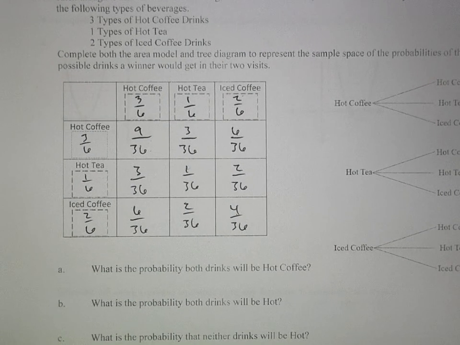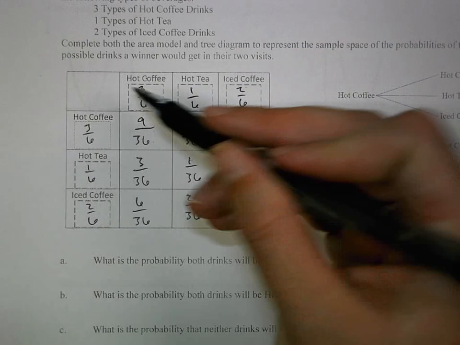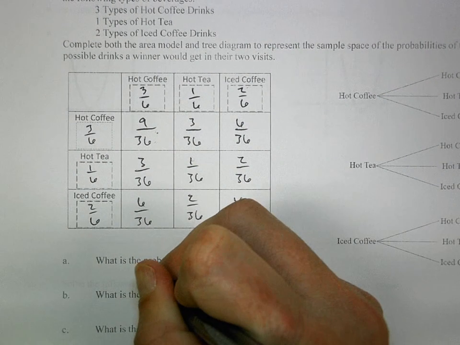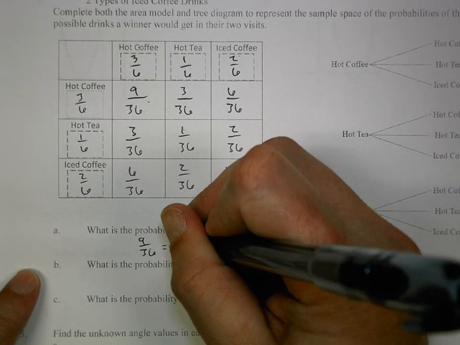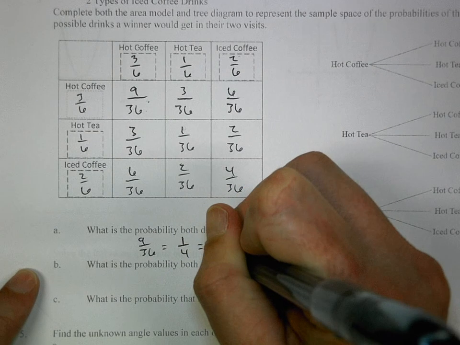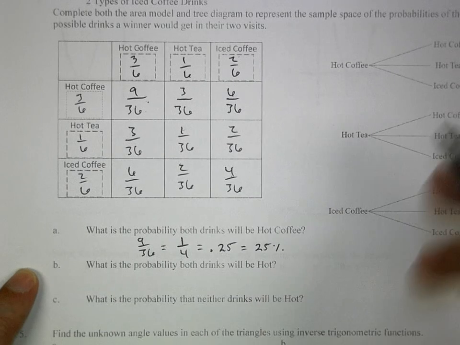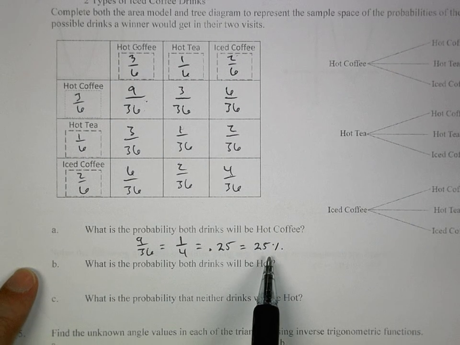So what is the probability that both drinks will be hot coffee? So hot coffee and hot coffee would meet right here. That is a 9 out of 36 probability. You can write probability as a reduced fraction, 1/4, or you can do it as a decimal, 0.25, or you can put it as a percent, 25%. Keep in mind that 0.25% is not the same as 25%.